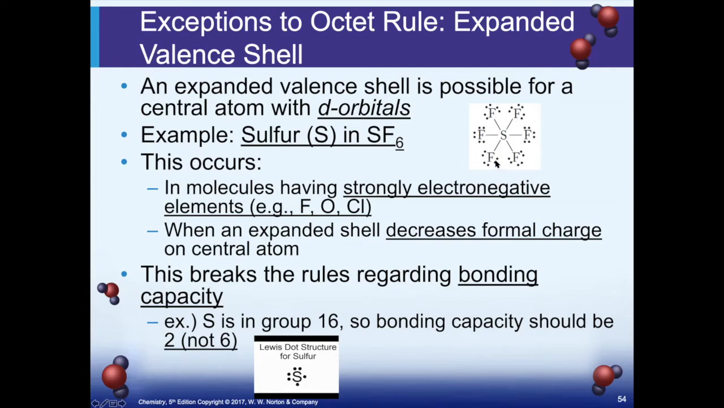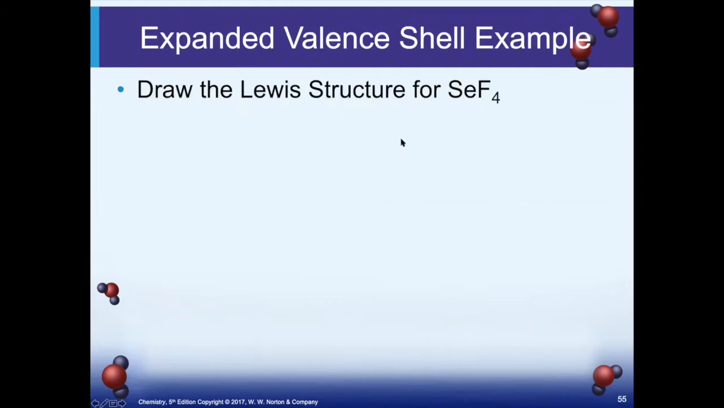But again, the other requirement is you have to have those d orbitals available, which only occurs in periods 3 and below. So some element that's in period 3 or below, because you have to have the d orbitals in order to exceed the octet. Okay, so I'll do an example here.